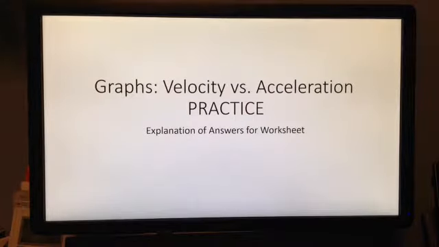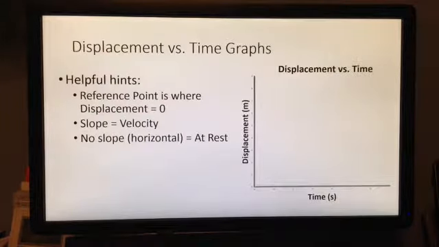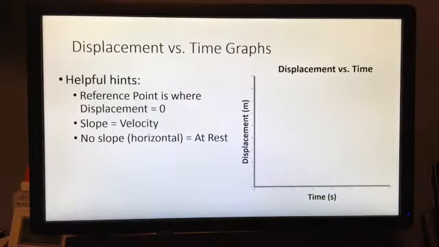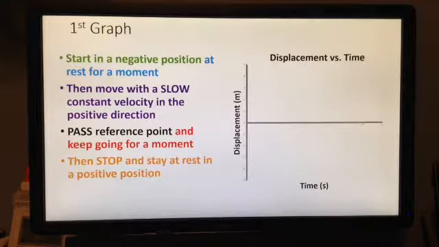Alright, here we go. With the displacement versus time graphs, which is the front side of the worksheet, there are 3 graphs. Here are your helpful hints. The reference point is where displacement is equal to 0. Your slope is equal to the velocity, and if there is no slope, or a 0 slope, that means you are at rest. Okay, first graph.